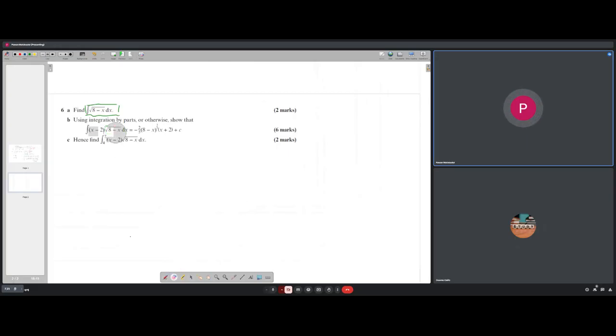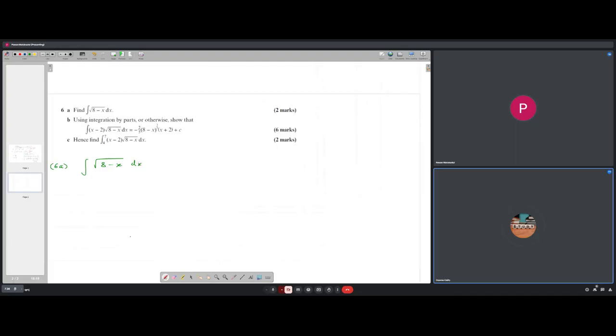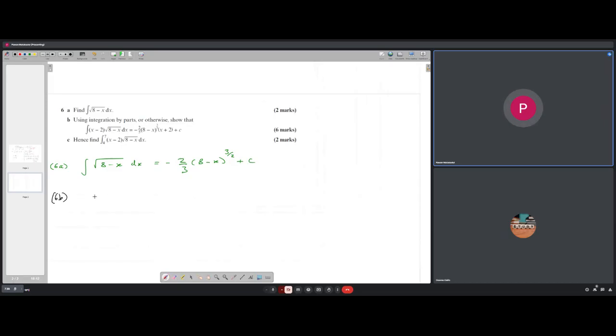So the whole point here is they're asking you to use integration by parts. Let me just write down the answer to part A here. So when you integrate this, you'll get that's equal to minus 2/3 of 8 minus x to the power of 3/2. So it's like they've just used reverse chain rule. Okay. Now, when you do part B, the first question you're going to ask yourself is, what are you going to set to be u?